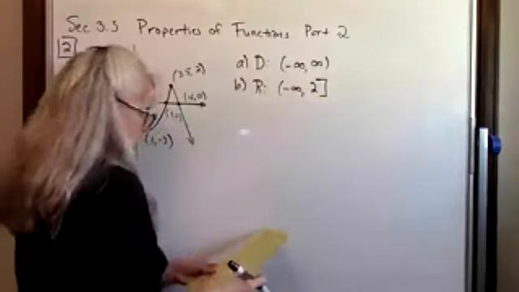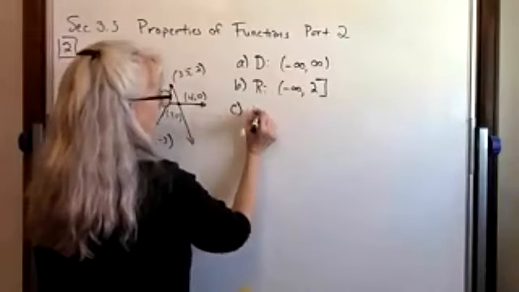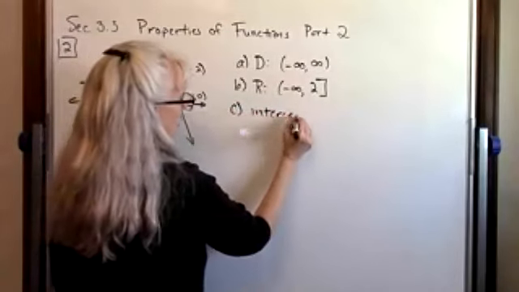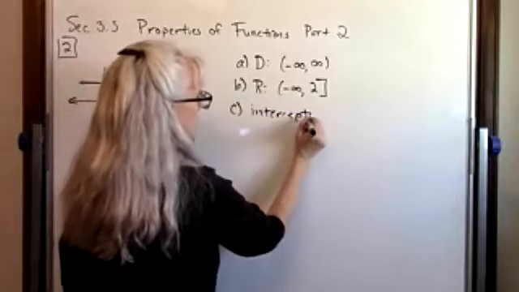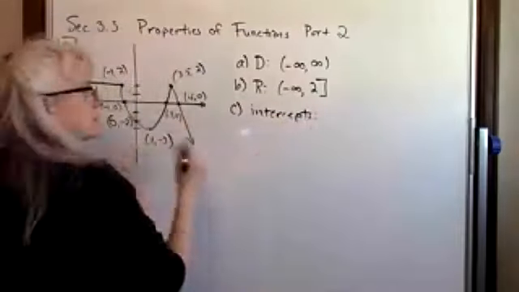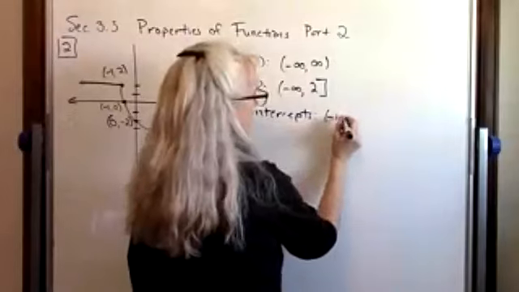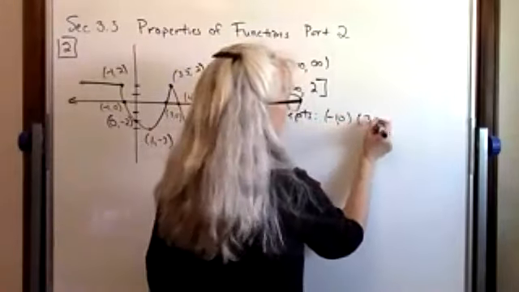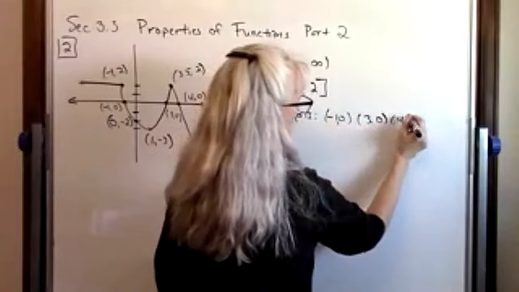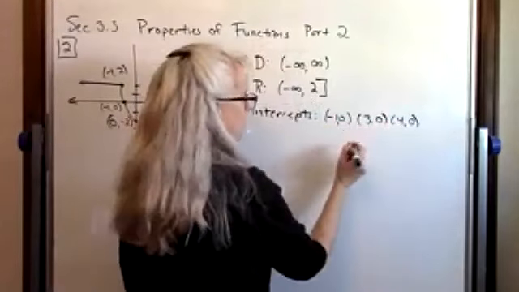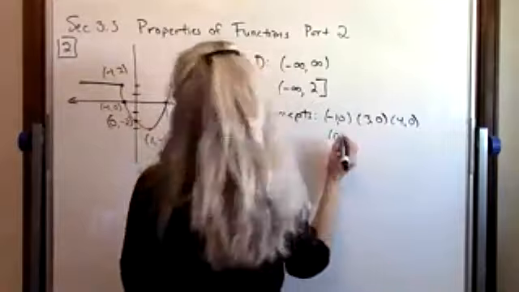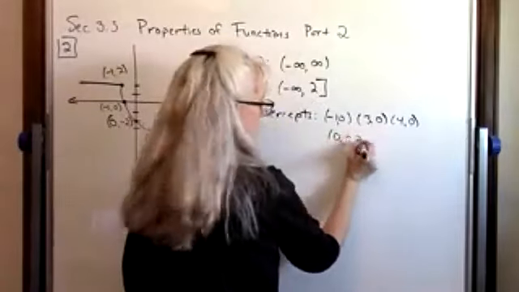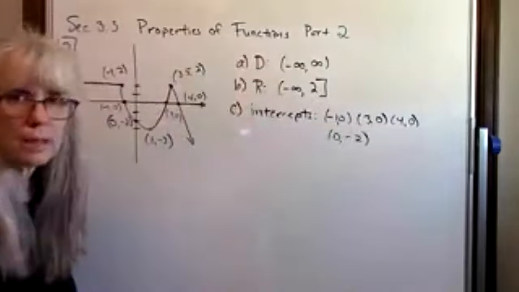Next thing is the intercepts. So the intercepts, let's see, we've got an x-intercept at -1, 0. We have another one at 3, 0. And the last one is at 4, 0. The y-intercept is sitting over there at, we called it -2, so 0, -2. Again, all old news, we've done that before.